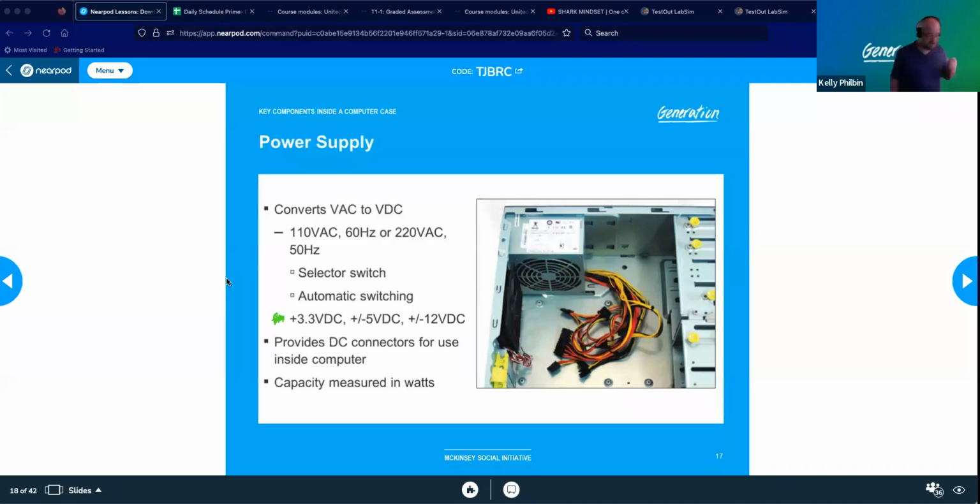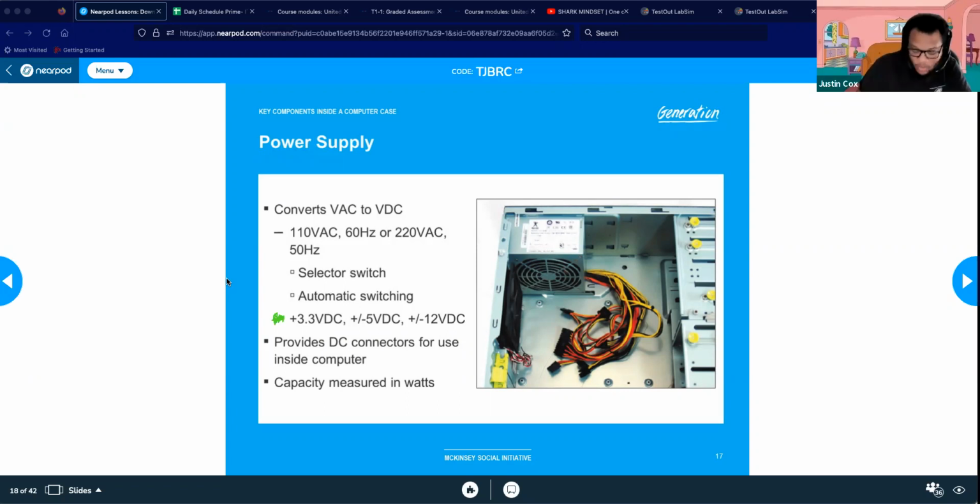Now, I want you to take note of this. This will happen on a test. This will happen on a quiz. You will see this multiple times. There are 5 varieties of voltages that you can receive from a power supply. You can get positive or negative 12 volts, positive or negative 5 volts, or positive 3.3. All components that get installed into a computer receiving power directly from the power supply have to operate on one of these 5 voltages. So please write that down. You're going to need it.